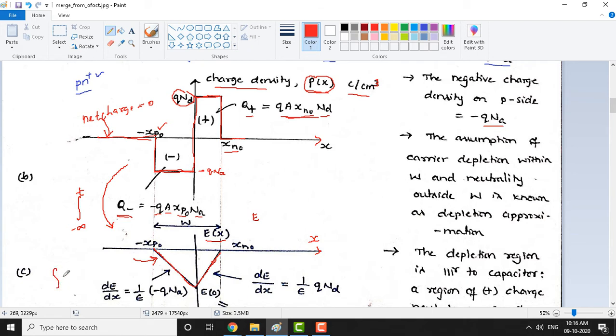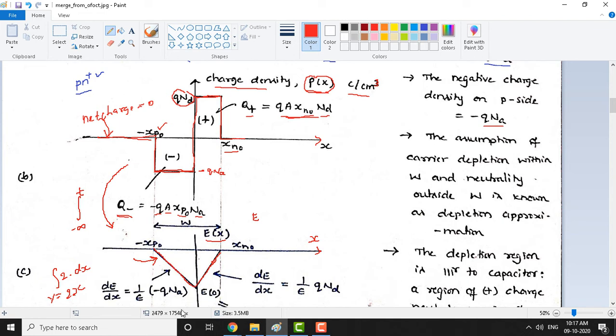What is the integration of 2 dx? Two x. It is 2x. What kind of function is it? Linear. What if I say y is equal to 2x? What kind of function is it? It's a linear function, right? In our case, it is a linearly decreasing function.